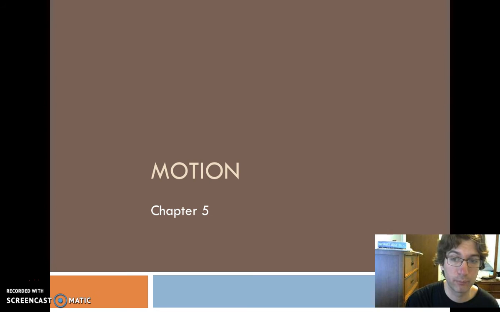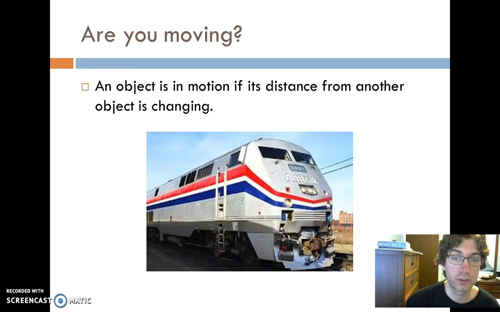So first we're going to start with motion, and we're going to start with a simple definition, and that's going to be asking the question, are you moving? This is a very abstract question to think about. Individual parts of your body are always in constant motion. You have blood flowing through you, so is that considered you moving? You are breathing right now. Does that consider motion?